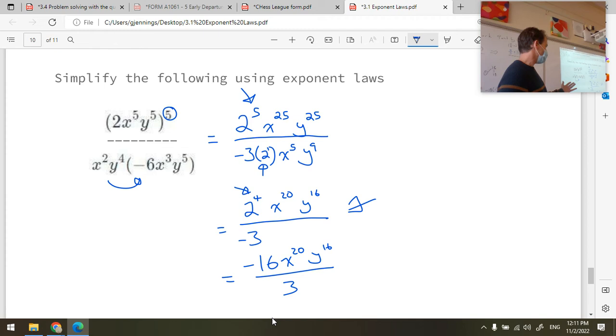If I want, I can express that as 5 1/3, but it's negative. Or 5.3 repeating, but it's negative. But none of those earn the math smiley face from me. This, negative 16 over 3, is math smiley face form.